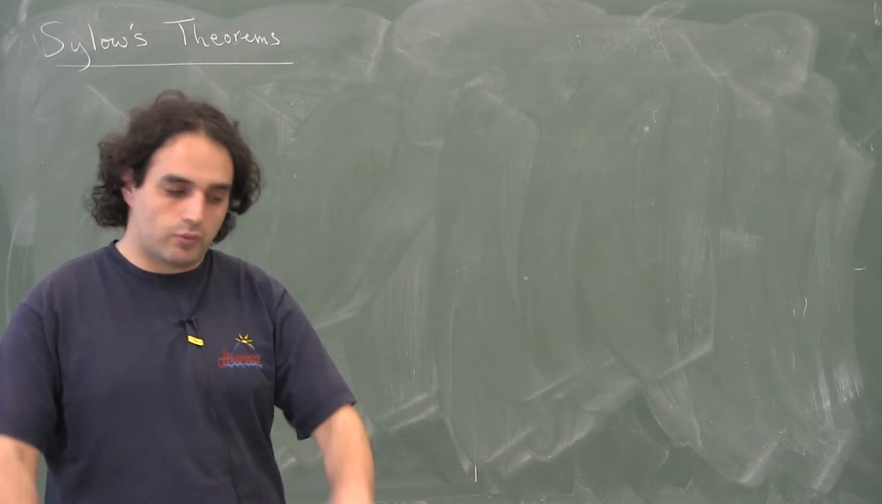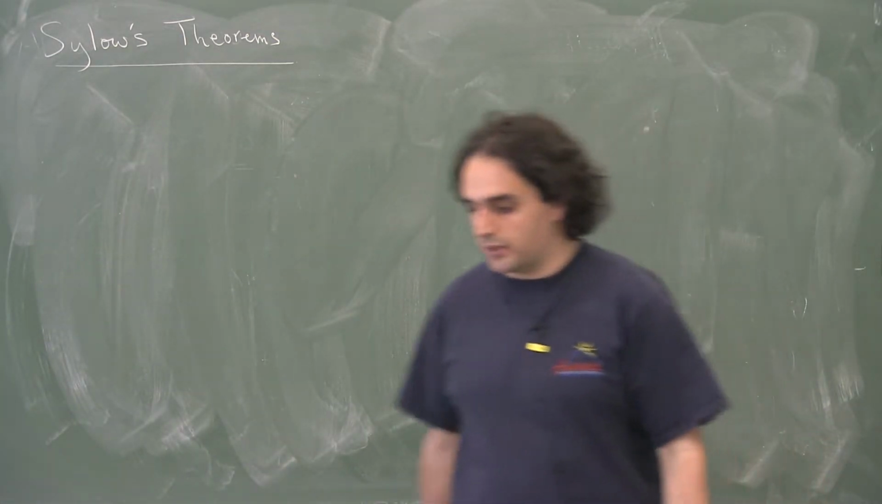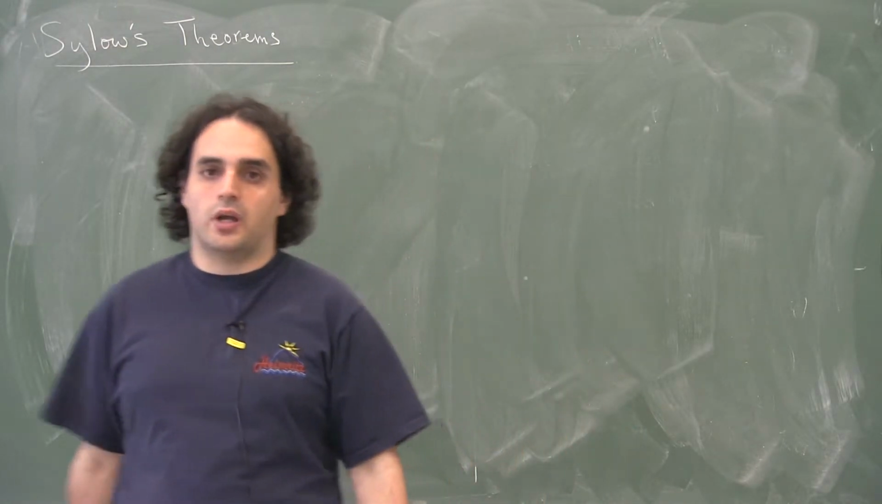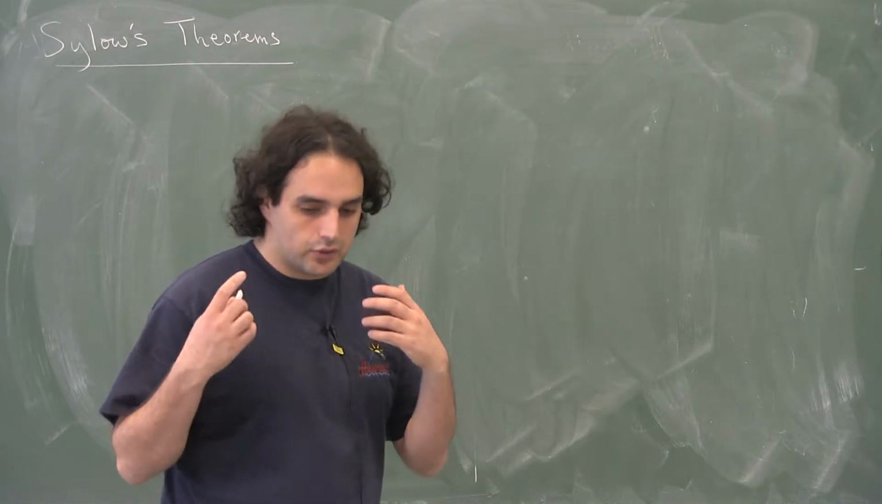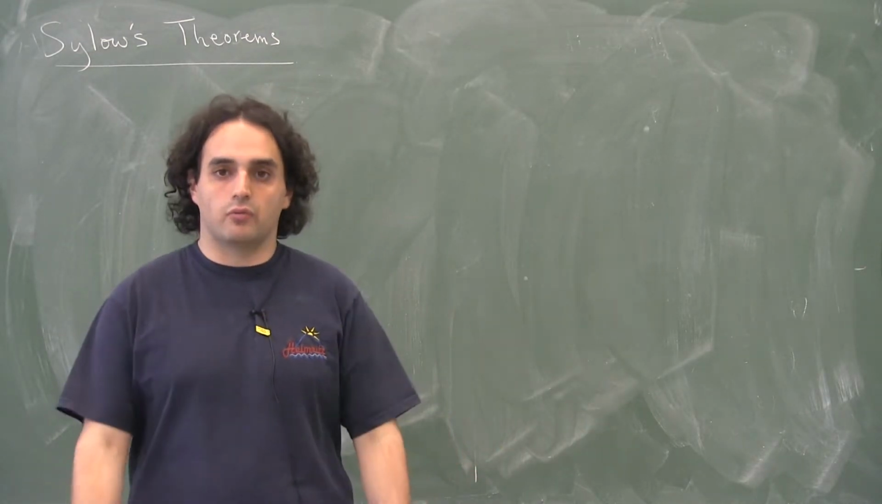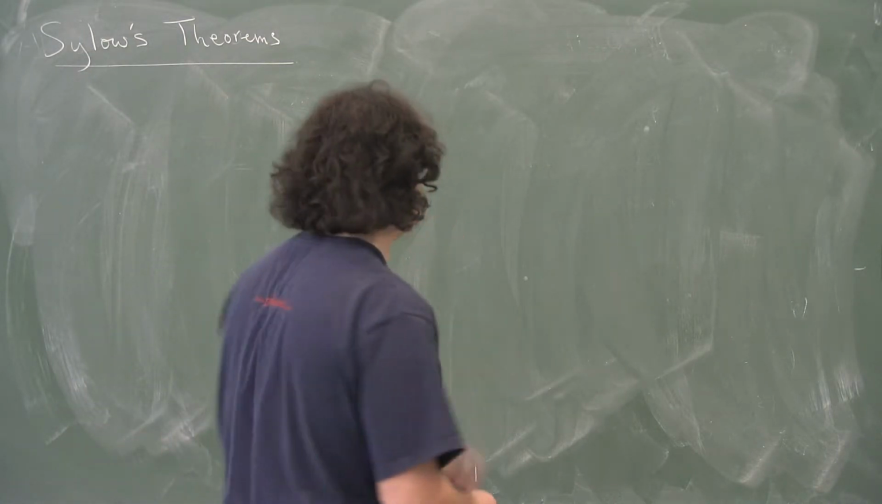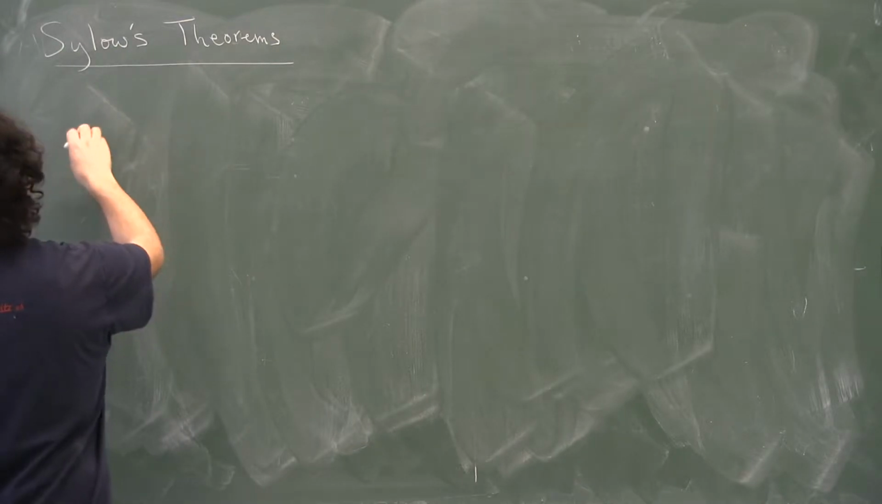But then, okay, my group of order 63, so 7 does divide 63. 63 is 7 times 9. So does it have a subgroup of order 7? And this is just a very easy special case of what Sylow's theorem tells you. So let's see what it says. So let's make some definitions.